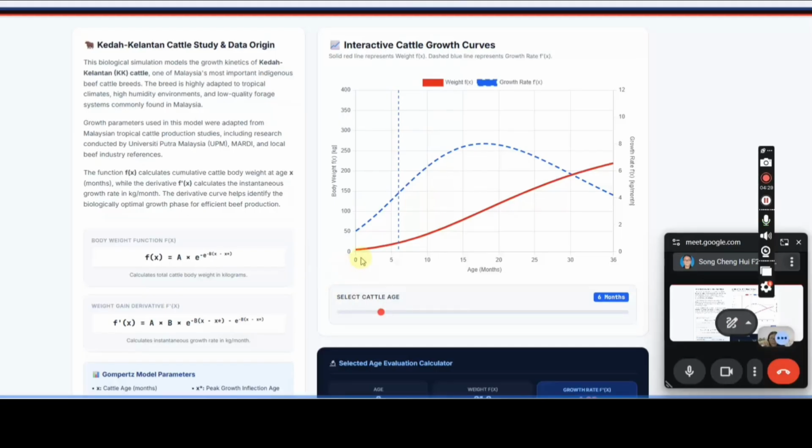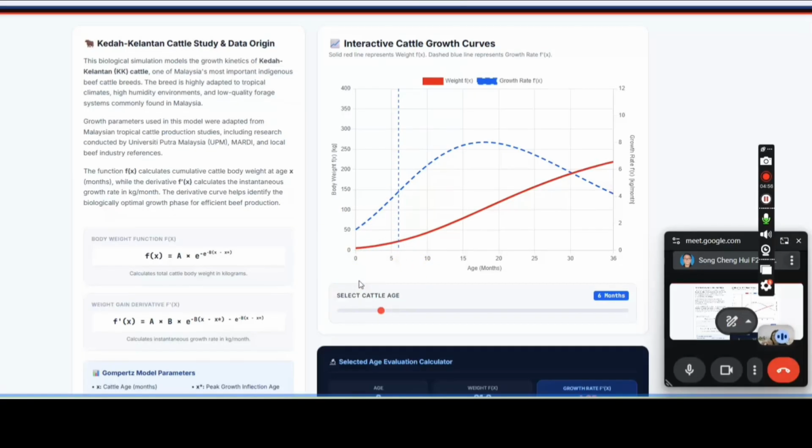We can see that the fx, which is the body weight, is slightly increasing. For the growth rate, it shows a steep upward curve. It means that the calf is growing rapidly during this phase, as they need high nutrients and energy for bone development, muscle formation, and also organ growth.